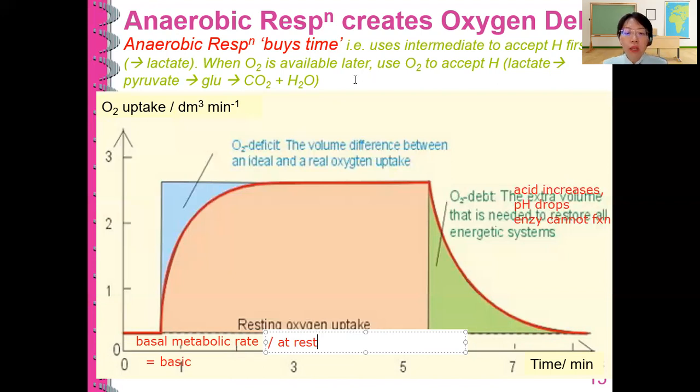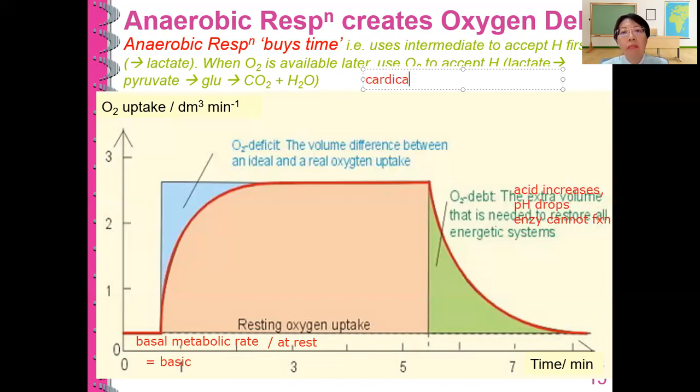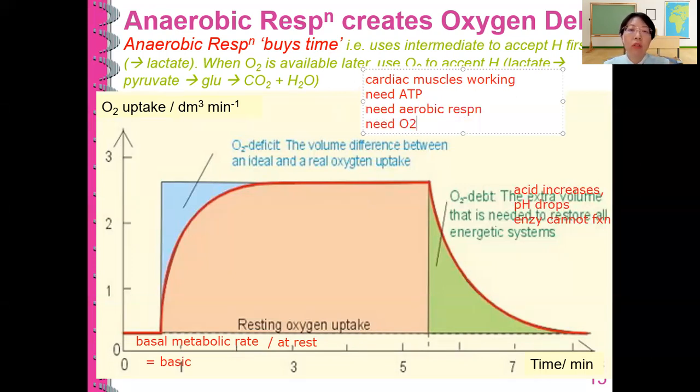So whenever you need ATP, we start with the cardiac muscles of the heart, and other muscles are still working, contracting. Therefore, you still need ATP, so you still need to carry out aerobic respiration, so you still need oxygen. So this is the basal oxygen level needed for the basal metabolic rate.